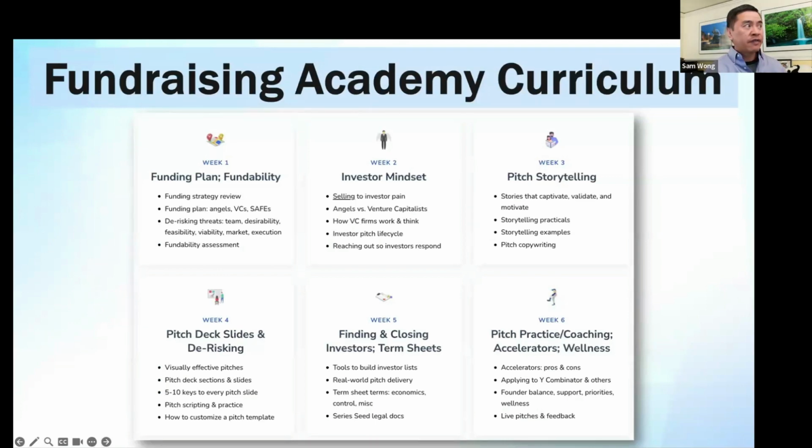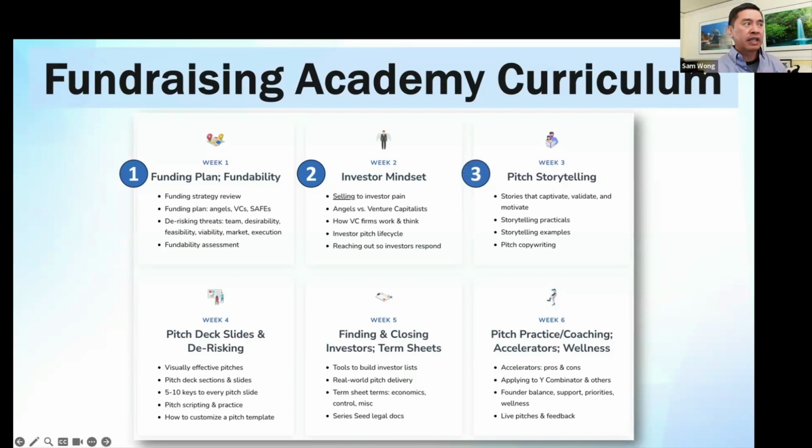The Fundraising Academy, weeks 7 through 12, would cover these topics: funding plan, funding strategy, and fundability in week 1. It's a quick summary of the first 6 weeks of the academy, as well as a little bit more detail. Then week 2 covers the investor mindset. You're selling your stock to investors. You need to understand what's important to them, how to sell, and what their hot buttons are, and we cover that in the investor mindset. We've seen lots of investors immediately shut down a founder because they're selling the wrong value.